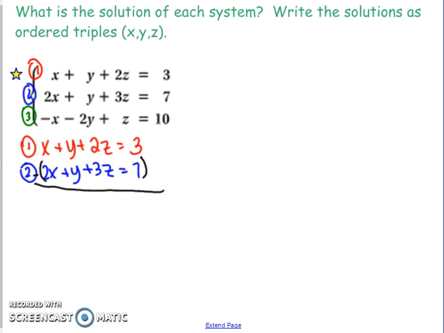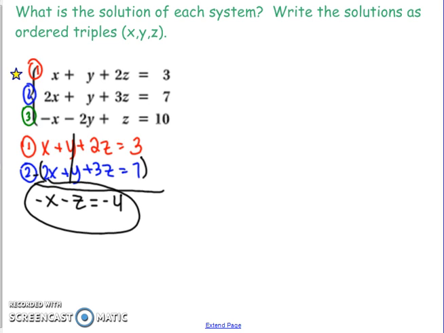So that negative is going to get distributed to everything. So it's x minus 2x, which becomes a -x. Y minus y is going to cancel out. 2z minus 3z is going to be -z. And then 3 minus 7 is going to be -4. So that's the equation I'm going to circle, and I'm going to come back to it.